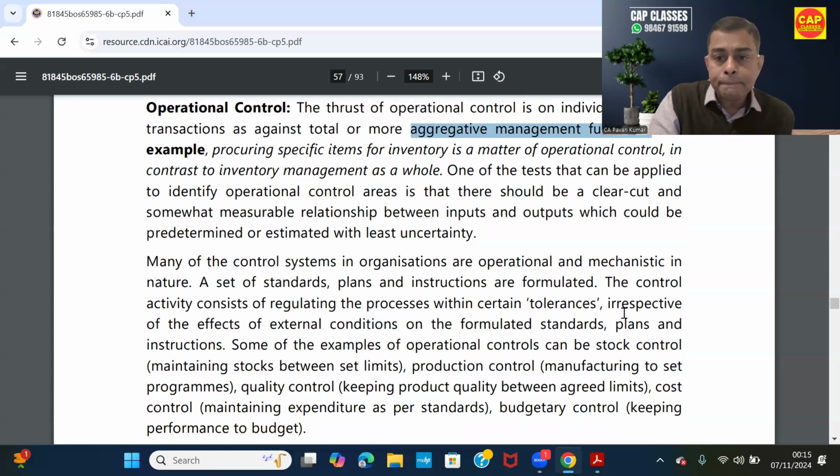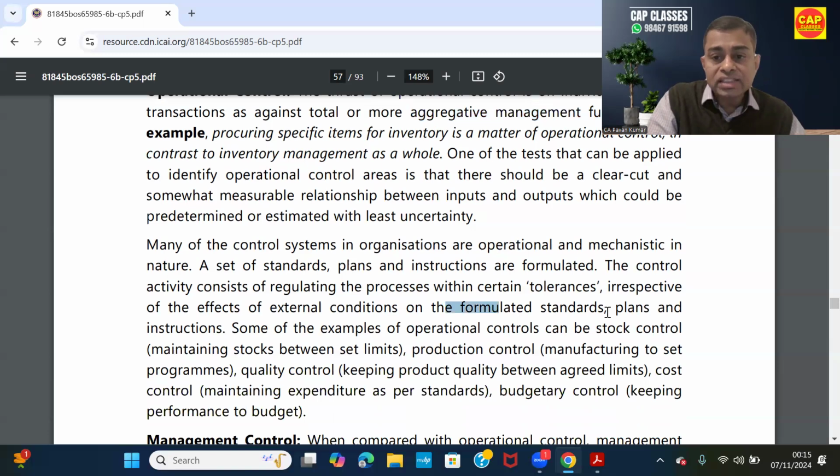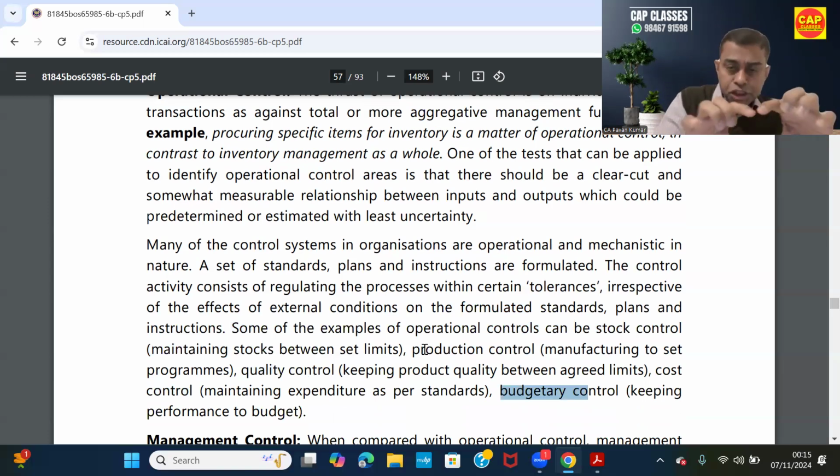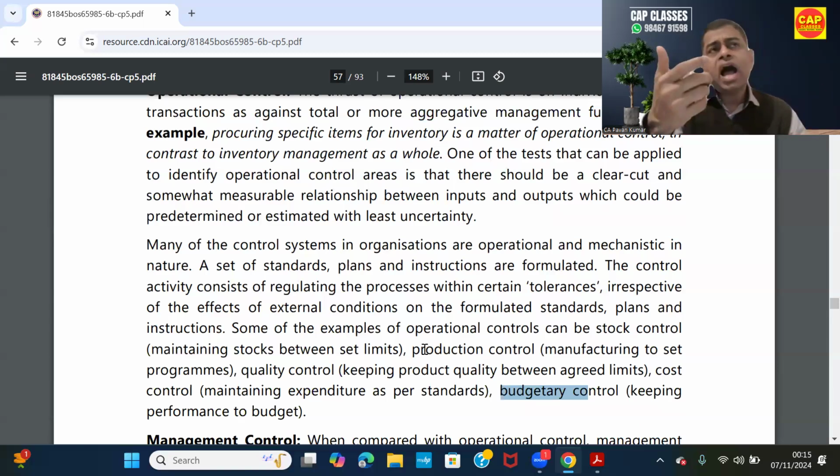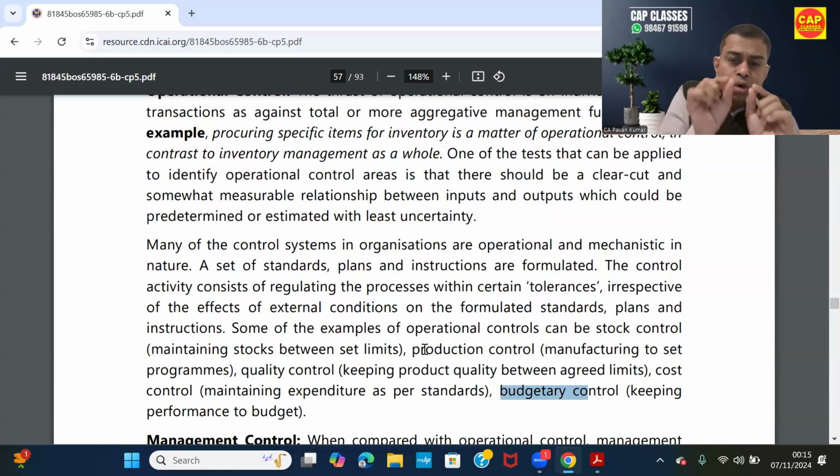So, they have given here, you are formulating standards for what? Production control, stock levels, quality control, cost control, budgetary control. These are operational level controls. At functional level, you do this. I do not want to use the word micromanagement because micromanagement is considered to be a bad word now. But actually, you are focusing on one aspect of operations and you are drilling it deeper.